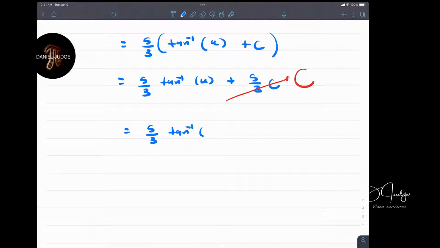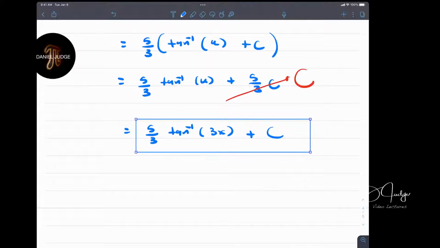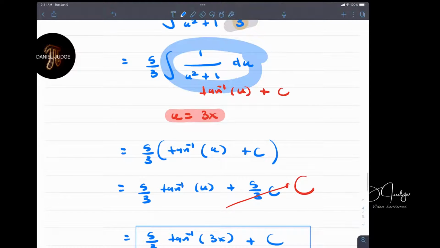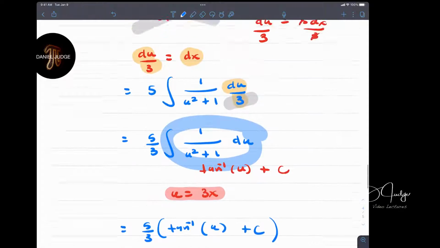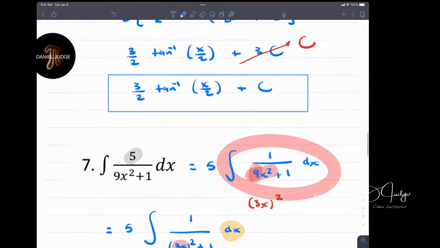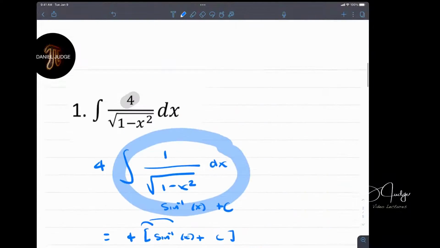So don't forget what u is. U is that 3x. So here's your final answer. So u is that 3x. It's right here. And there you go. And that one's number 7. Let's do number 9 now.